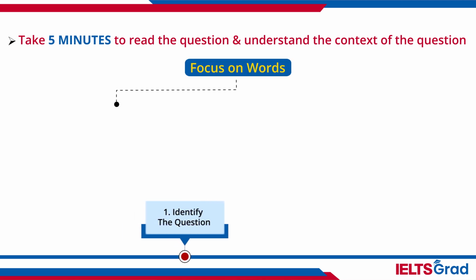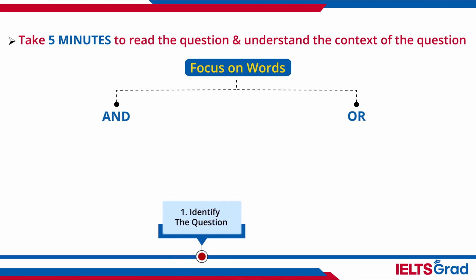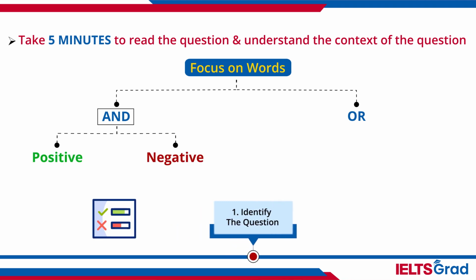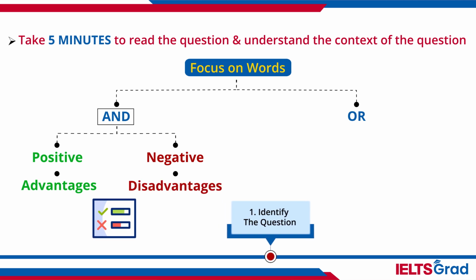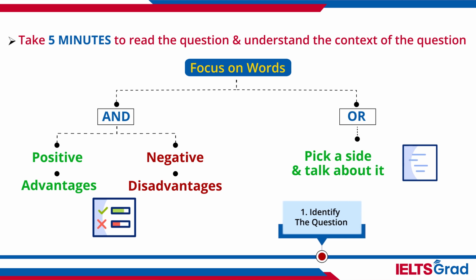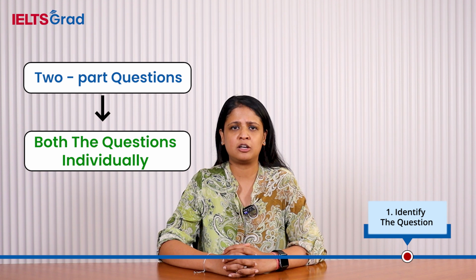Focus on the words and, or. If the question has the word and, you need to address both the sides, positives and negatives, advantages and disadvantages. However, if the word or is in the question, you can easily pick a side and talk about it. However, if the question has 2 questions, which is also known as two-part question, you need to address both the questions individually in the body paragraphs.